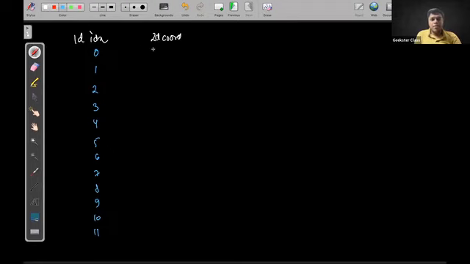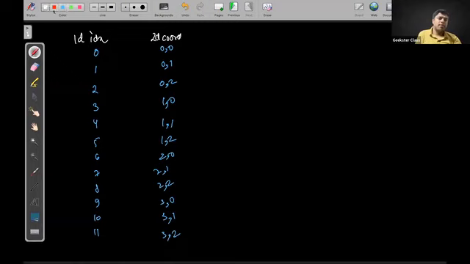So 2D coordinate for 0 is 0, 0. For 1 it is 0, 1. For 2 it is 0, 2. For 3 it is 1, 0. For 4 it is 1, 1. For 5 it is 1, 2. For 6 it is 2, 0. 7 is 2, 1. 8 is 2, 2. Then 9 is 3, 0, 3, 1 and 3, 2. Okay. Total number of rows are 4. Total number of columns are 3.